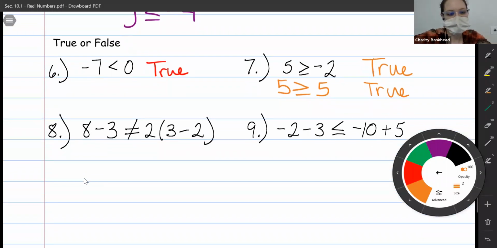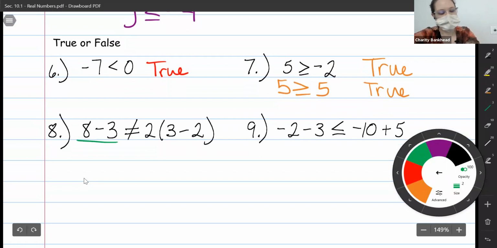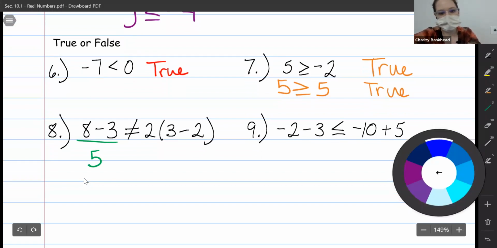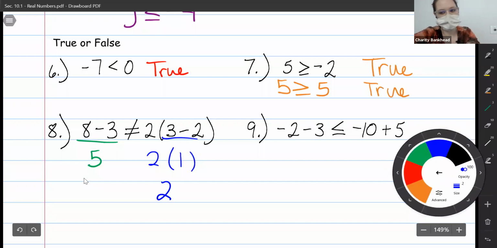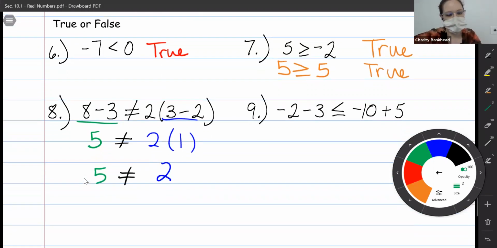Okay, number 8 says 8 minus 3 is not equal to 2 times 3 minus 2. So simplify. 8 minus 3 is 5. And 3 minus 2 is 1. 2 times 1 is 2. So once we simplify everything, it says 5 is not equal to 2. And that's true.